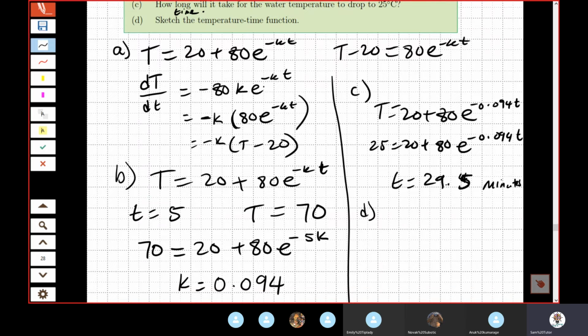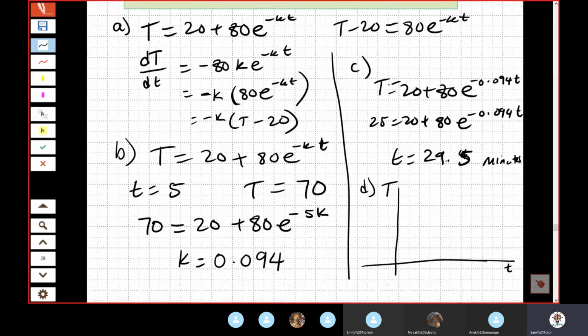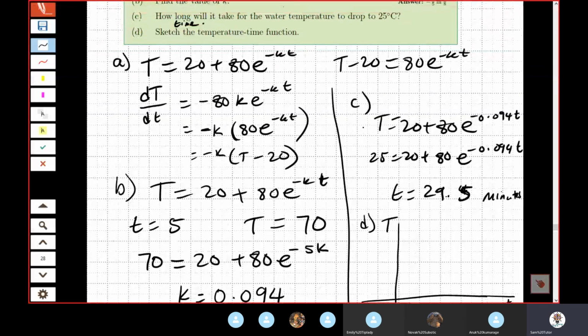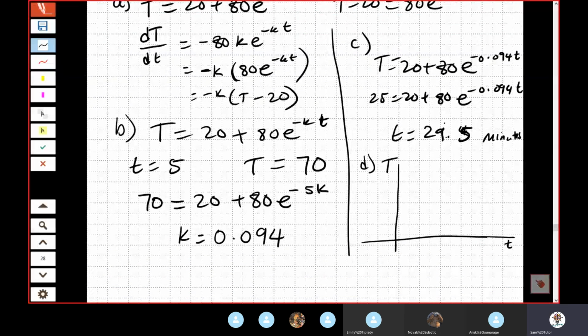And then part D. Sketch the temperature. Any problems with that one? Sketch the temperature time function. No, all good. That's temperature, Y, and this would be X as your time. Again, just look at it. T equals 20 plus 80e to the negative 0.094t. All right. How do we draw this function?